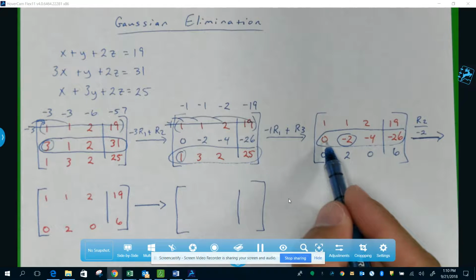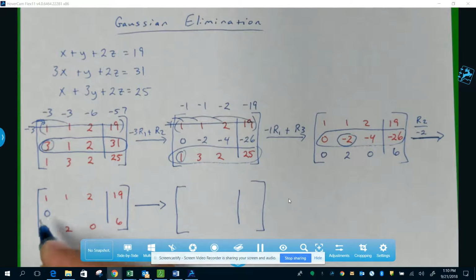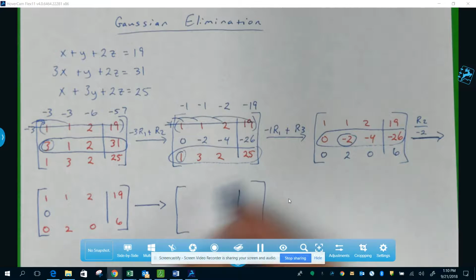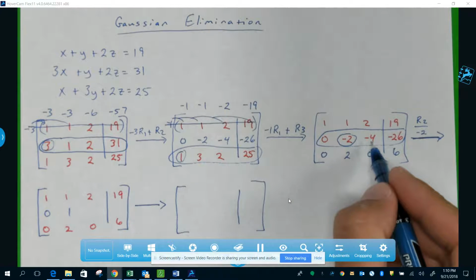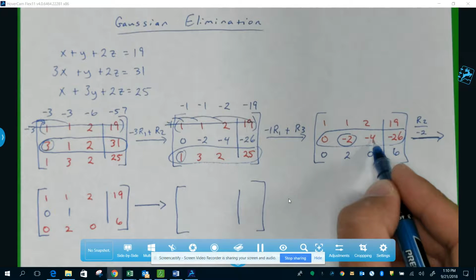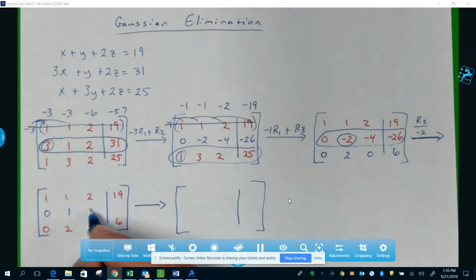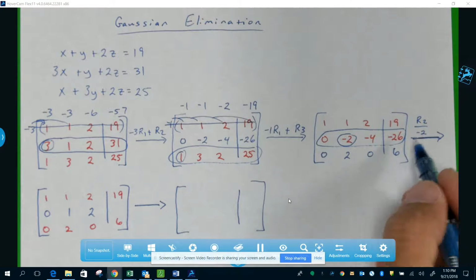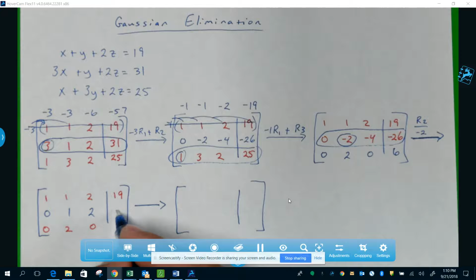So 0 divided by -2 still gives me a 0. -2 divided by -2 gives me a 1. -4 divided by -2 gives me positive 2. And then -26 divided by -2 gives me positive 13.